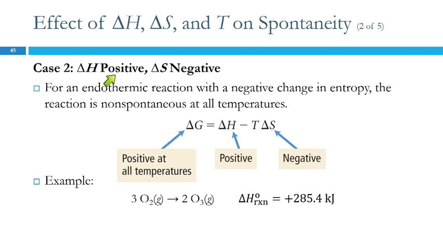What if we have sort of the opposite? Delta H is positive, delta S is negative. So now we have a positive here, and we're subtracting a negative. Well, that's going to make delta G positive. Doesn't matter what the temperature is, it's always going to be positive. So this is going to be non-spontaneous at all temperatures.